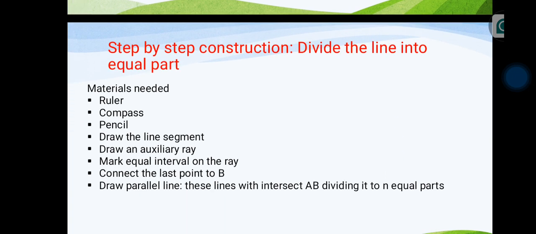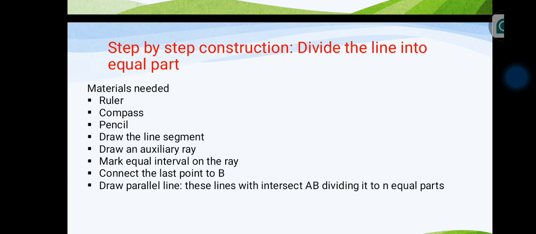Next time, we'll be looking at how to construct scale. What we mean here is the bar scale or the linear scale. So step-by-step construction. What you need to do, one, you have to get the materials or the instruments needed. The instruments needed: one is a ruler, two, compass, three, pencil.